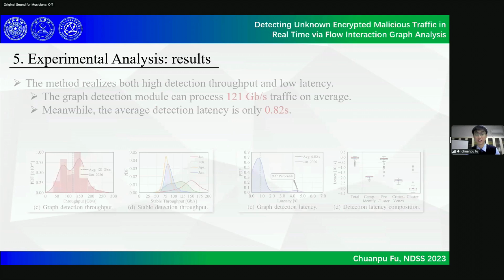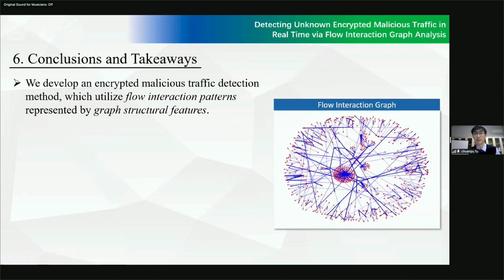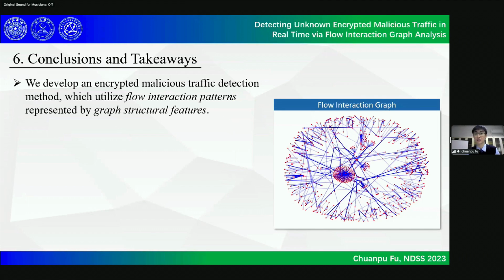Finally, we measured the efficiency of the development method. The results show that it realizes high analysis throughput, 121 gigabits per second, with very low detection latency. In conclusion, we developed an encrypted malicious traffic detection system that is built upon the flow interaction graph, which represents interaction patterns as graph structural features.